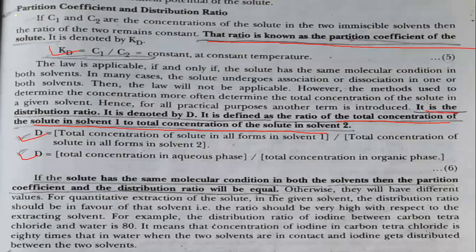So these are the two conditions over here. See here, if C1 and C2 are the concentrations of solute in two immiscible solvents, then the ratio of the two remains constant. That ratio is known as the partition coefficient, which is given by KD. C1 is the concentration in phase 1, C2 is the concentration of solute in phase 2.